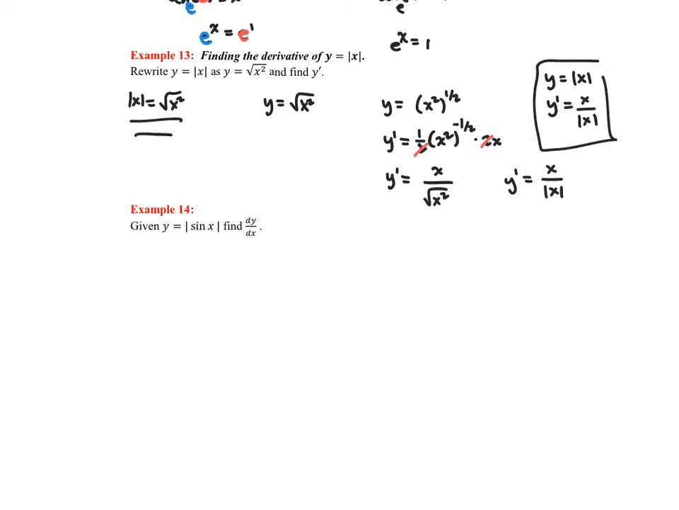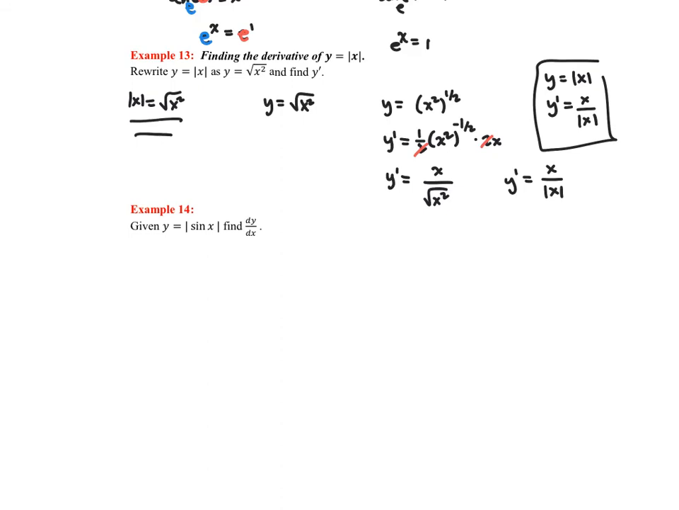So let's clean that up a little bit. You'll see that the 1/2 and the 2 reduce. I'm going to bring the x squared to the negative 1/2 to the denominator. So that would be x over the square root of x squared. Okay, now I know that the square root of x squared is equal to the absolute value of x. So y prime is equal to x over absolute value of x. So if y is equal to the absolute value of x, then its derivative is equal to x over the absolute value of x. That's actually really cool.